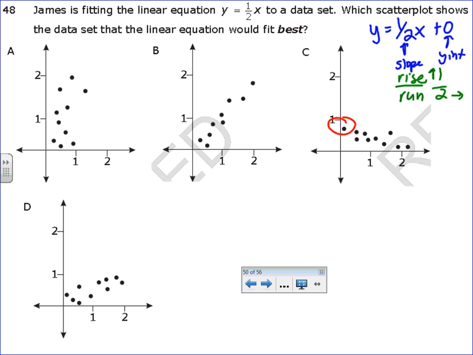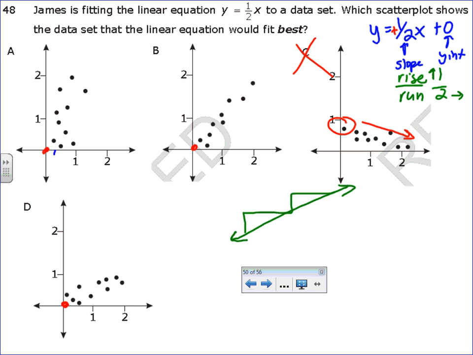Well, this one doesn't start at 0, and it's also doing what? It's going down, it's negative. This number is positive, so C is out. Now, the rest of them, for the most part, do appear to be starting at 0, so that's okay. Now I need to find a slope where I'm going up 1 over 2, up 1 over 2, okay?